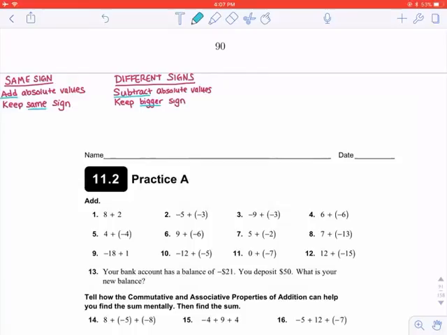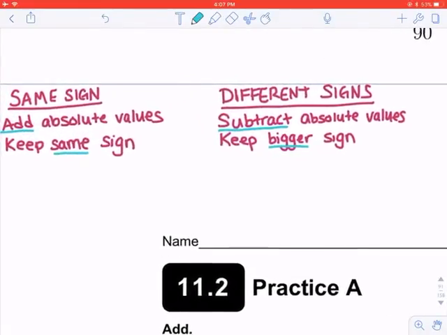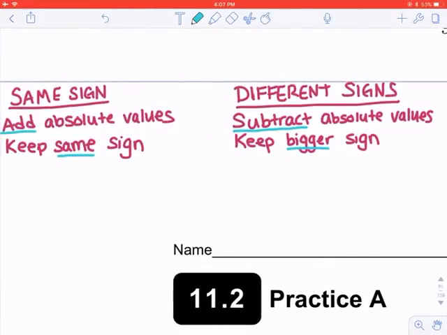The process for adding integers is to start by determining if the numbers have the same sign as each other or different signs. So same sign would mean they're both positive or they're both negative. Different signs means one is positive and one is negative, but it doesn't matter if the first one's the positive one or the second one's the positive one.